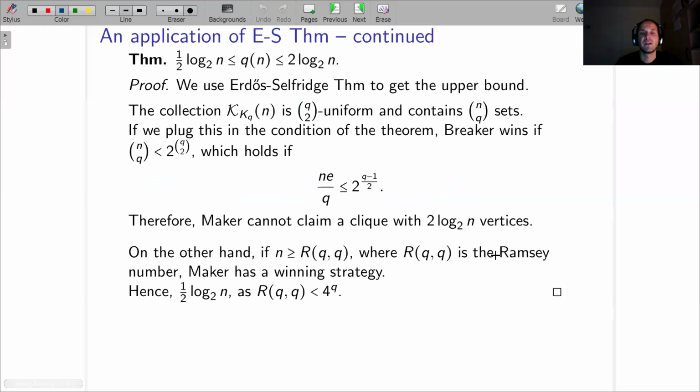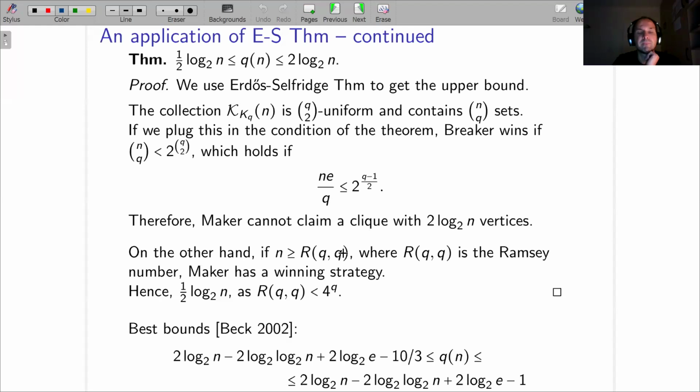And then on the other hand, we just have a standard argument by Ramsey. That's what I talked about last time, but it's also kind of easy. If n is larger than the qth Ramsey number, then by strategy stealing, Maker can win. I will not discuss this much. It's not like we primarily wanted to demonstrate the application of the Erdős-Selfridge theorem. The real bounds actually are much closer, but I don't need to talk about that in detail. So these are not the best possible bounds. The best possible bounds you can see below.